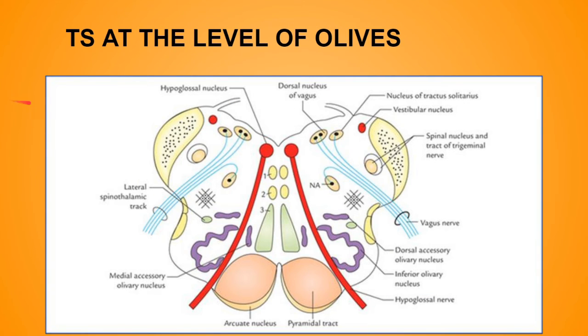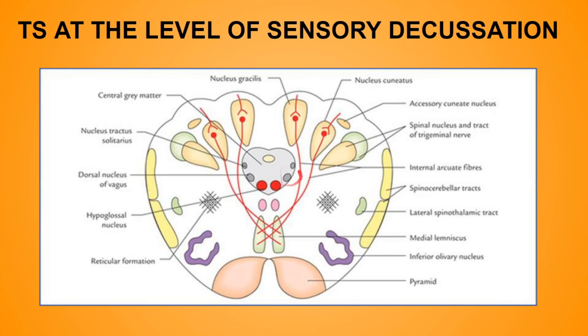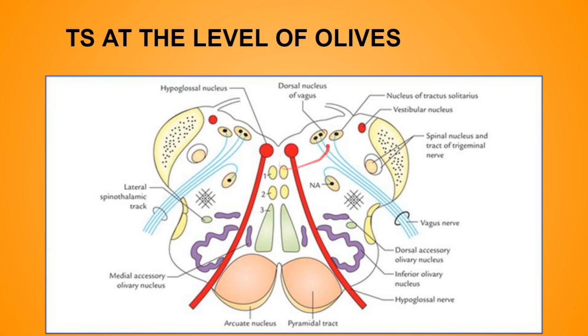Now next is the transverse section at the level of the olives. Now over here, first of all, the gray matter is spread over the floor of the fourth ventricle and contains the nuclei of the several cranial nerves. So now remember, from the medial to the lateral side, the nuclei are first of all the hypoglossal nucleus, then nucleus intercalatus, then the dorsal nucleus of the vagus, and the vestibular nucleus.